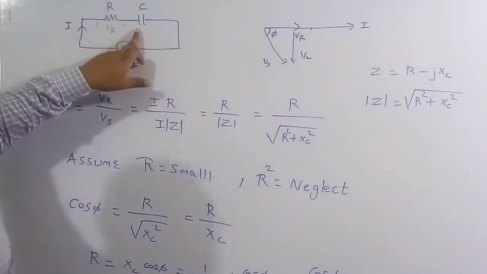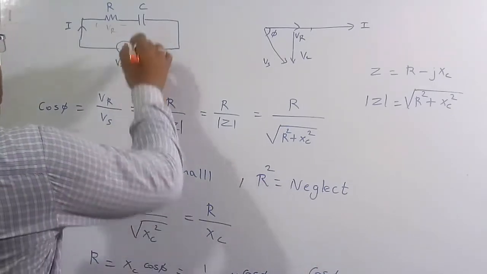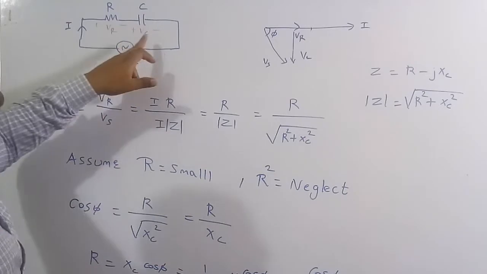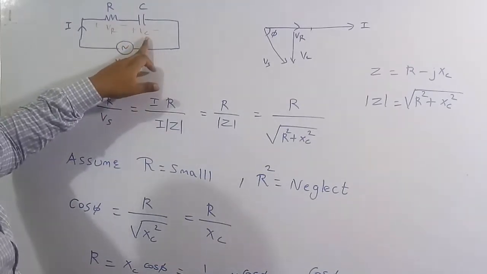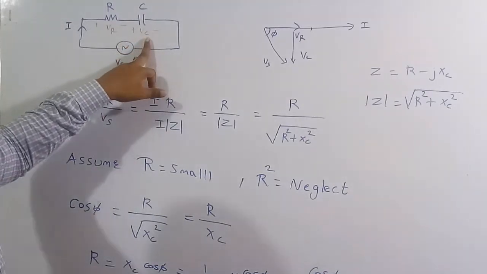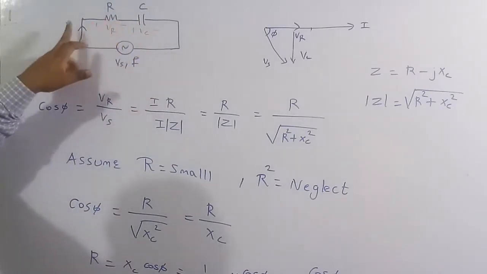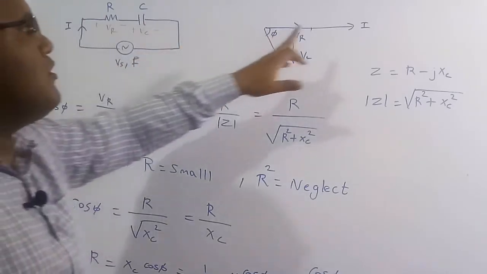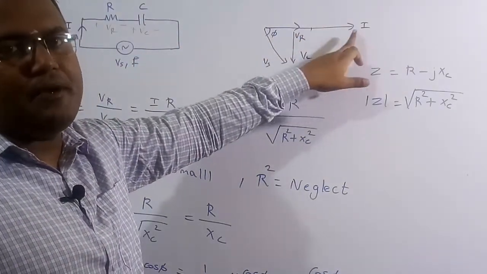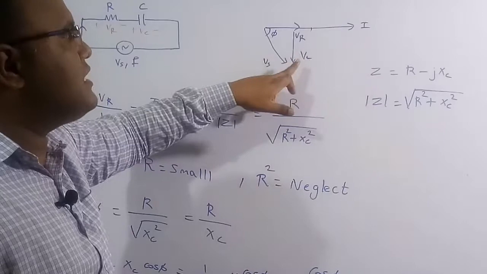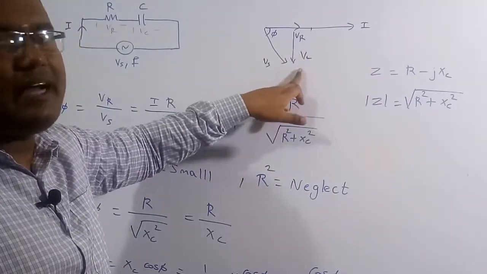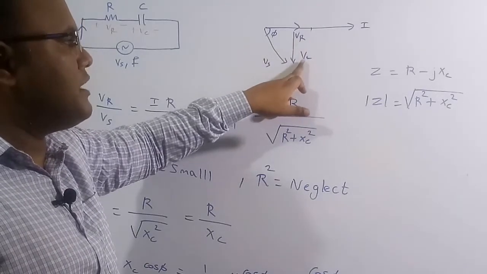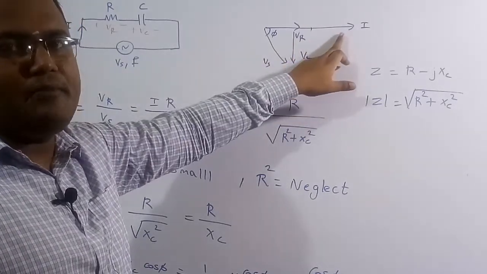But if you see here, in the capacitor, the voltage across the capacitor is VC. All these are RMS values. Always in a capacitor the current is going to lead, whereas in an inductor the current is going to lag. So in a capacitor, the current is going to lead the voltage across the capacitance by 90 degrees. As the current leads the capacitor voltage by 90 degrees, the voltage across the capacitor lags the supply current by 90 degrees.